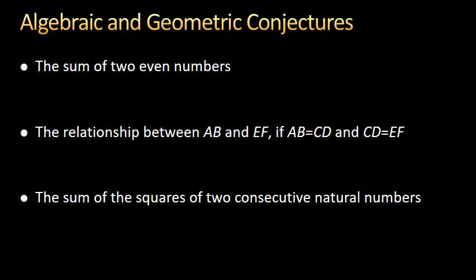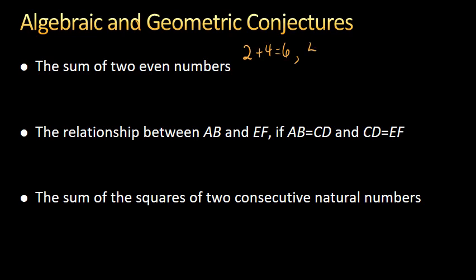So let's take a look at what we're talking about here. Let's look at this first one, where we have a statement concerning the sum of two even numbers. What we do need to do is actually create some examples and see if we can make a conjecture. So if we're talking about the sum of two even numbers, what if I did this? 2 plus 4, those are two even numbers. That equals 6.